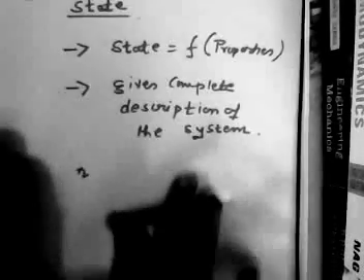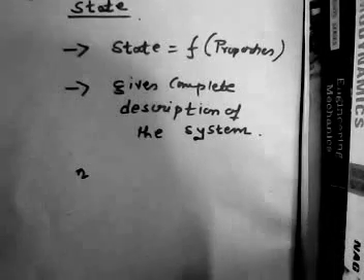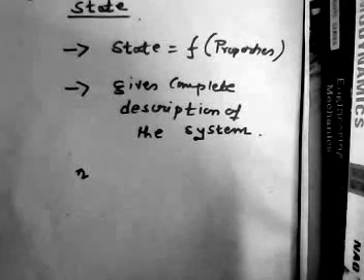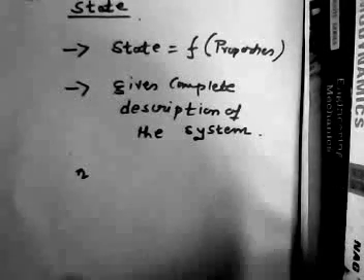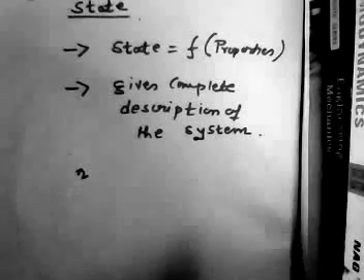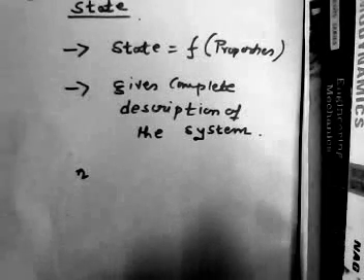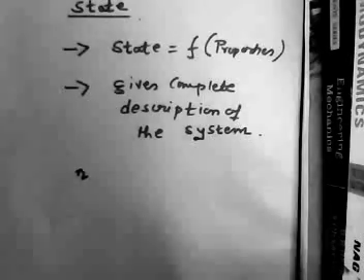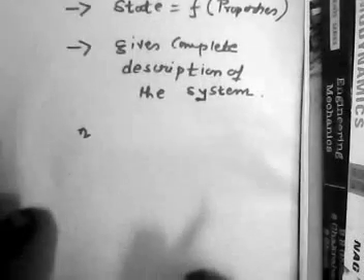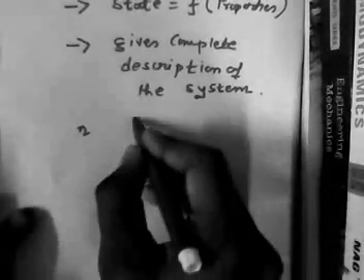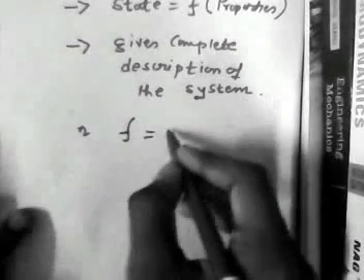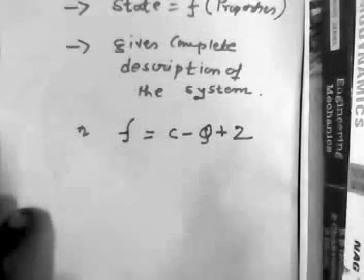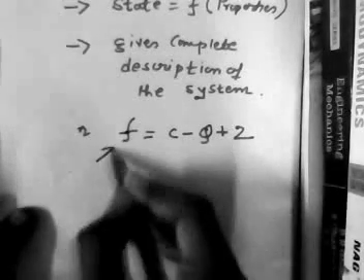Suppose we are considering a system consisting of n number of properties. Do we need all the properties to define the state of a system? No, we do not need all the properties. We only need the independent intensive properties, which will define the state of a system. That is, they will remain invariant with respect to time, and that is given by the Gibbs phase rule, which is F equals C minus phi plus 2.